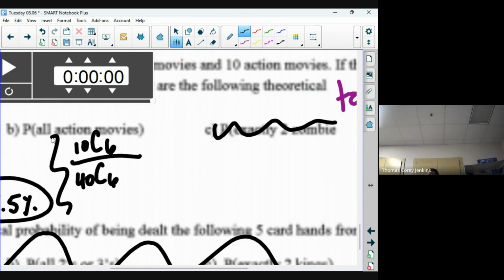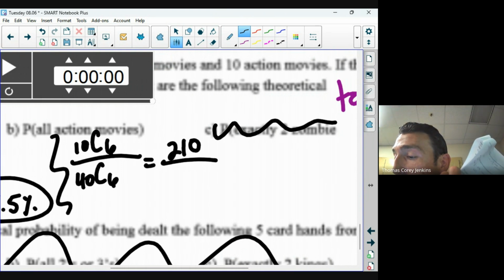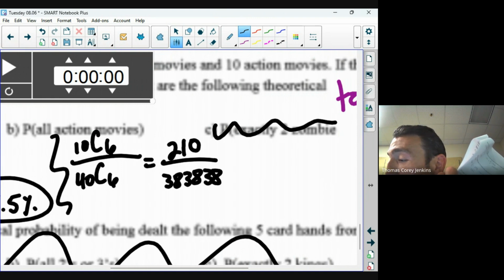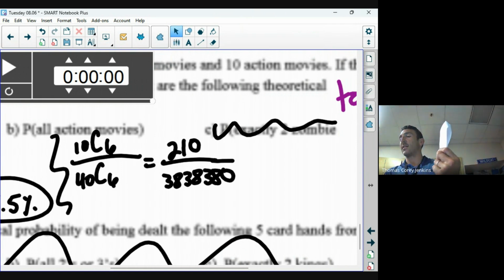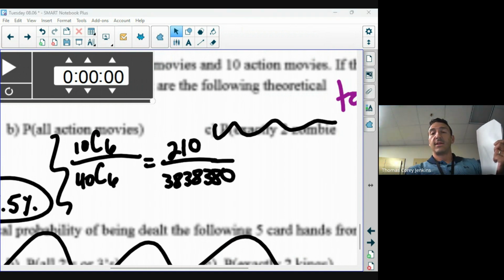Okay, so we know our denominator from the last one. Our numerator would be 210. So 210 over that 3,838,380 number. Again, we learned something about our calculator here, so I just want to show that. So 210 divided by 3,838,380, and we'll get a number like that.